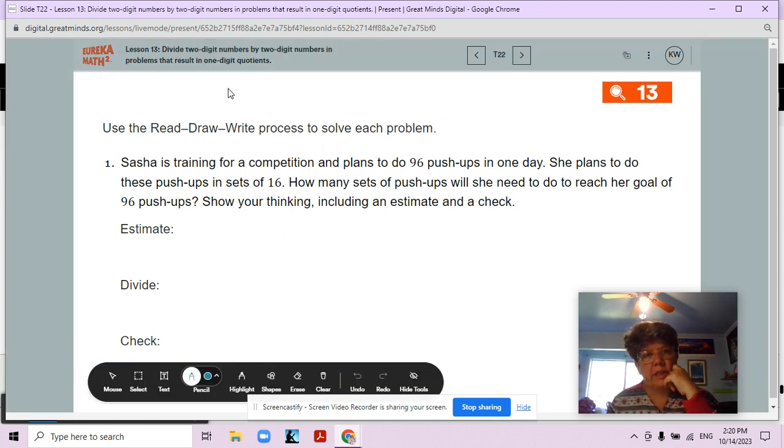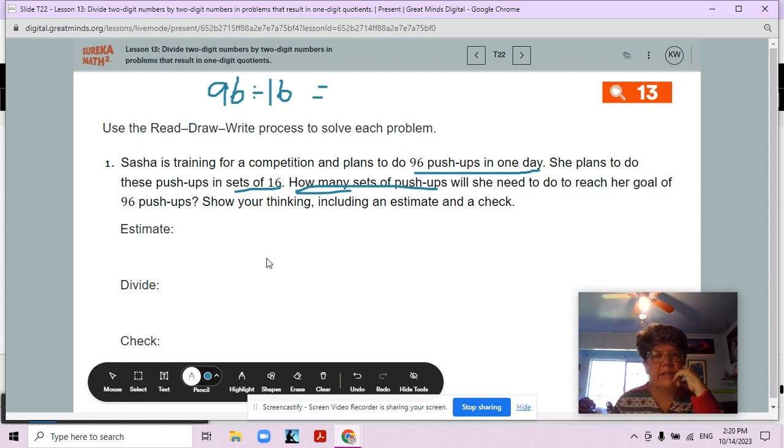She's trying to do 96 push-ups, right, in one day, and she's doing them in sets of 16. So we're going to divide 96, the total push-ups, by 16, and then we're going to see how many sets of push-ups will she need to do. Okay, so 96 divided by 16. So now we can do an estimate.